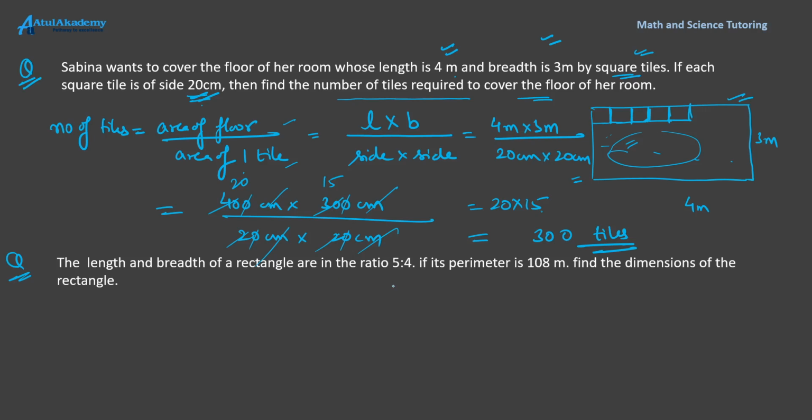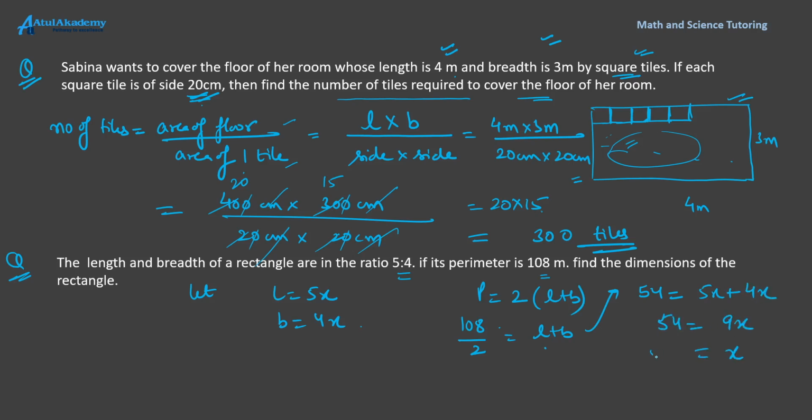The length and breadth of a rectangle are in the ratio 5:4. If its perimeter is 108 meter, find the dimensions of the rectangle. So in this question, first step, let length is equal to 5x, breadth is equal to 4x. Perimeter formula you know is 2 into (L plus B). Perimeter is 108. Divide by 2 and you get L plus B. When you divide it, you will get 54, and L is 5x, B is 4x. So you solve it. 54 is 9x.